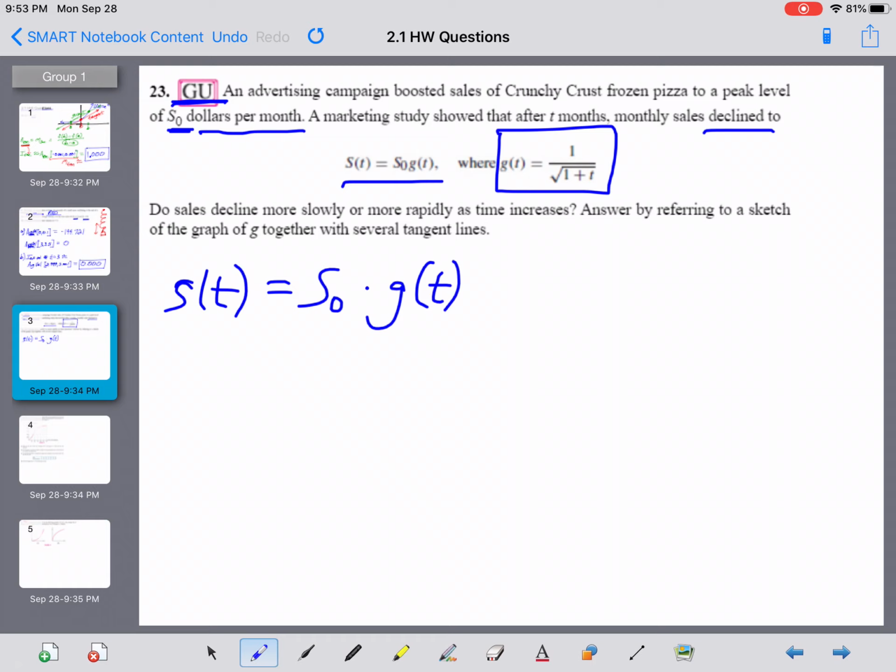Okay, that's interesting. And then the question asks, do sales decline more slowly or more rapidly as time increases? Answer by referring to a sketch of the graph of G together with several tangent lines. Okay, so they're kind of giving you a roadmap for how we're going to try to figure that out. So what's going to happen here, guys, is, not knowing what S of T is, I don't think it matters too much, we're going to multiply some constant times this G of T function. Okay, so let's see what that might look like. I don't think there's any way to know what S naught is, so I might just pick a value and see what happens there.